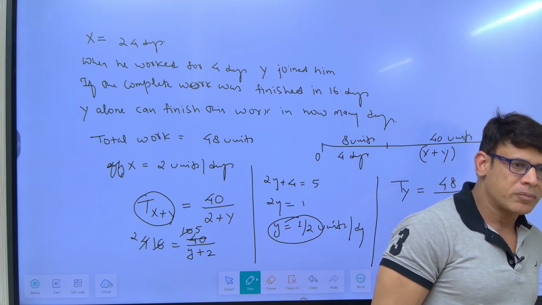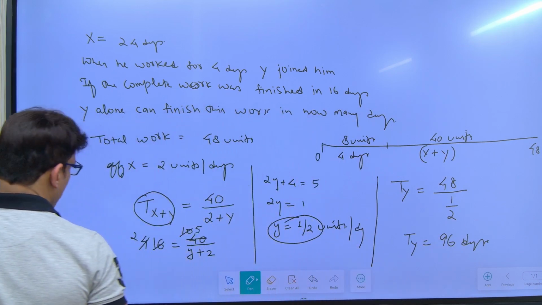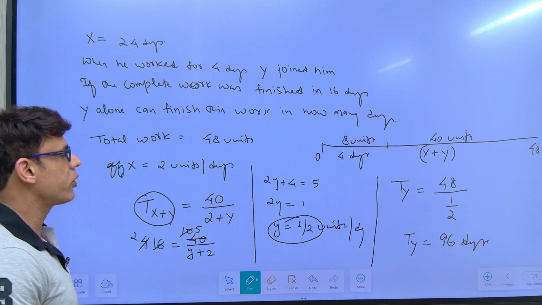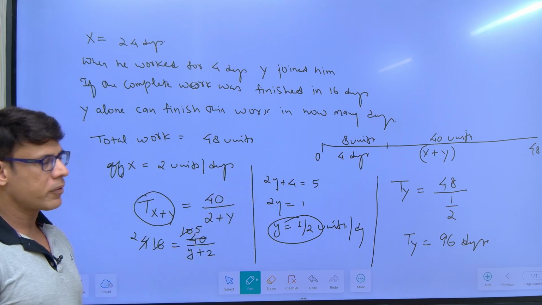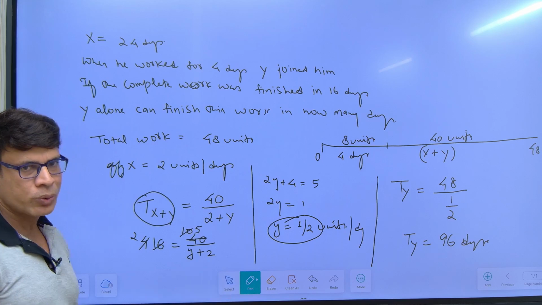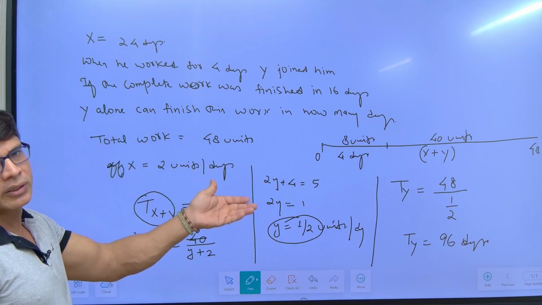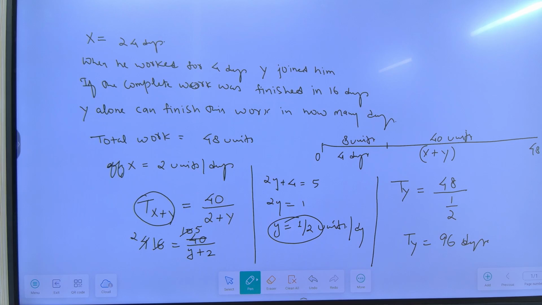But your efficiency, whatever efficiency you take, just the ratio of efficiency would have been the same. And the answer would have been 96, whether you take 48 unit, 100 unit, 200 unit. This I am taking so that I don't have to deal with fractions. Right?